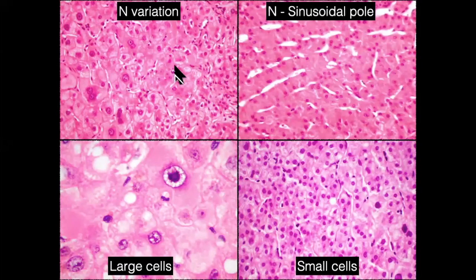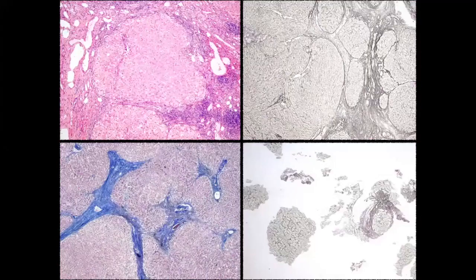So here is a picture that shows a regenerating nodule with a lot of nuclear variation. Another important feature: usually in hepatocytes the nucleus is in the center, whereas in cirrhosis the nuclei try to come to the sinusoidal surface. So it is known as nuclei in the sinusoidal pole. Here you can see very nicely all the nuclei trying to escape into the sinusoids. This is sinusoidal polarization. Sometimes you may see large cells, or sometimes small cells. Anything can happen in cirrhosis.